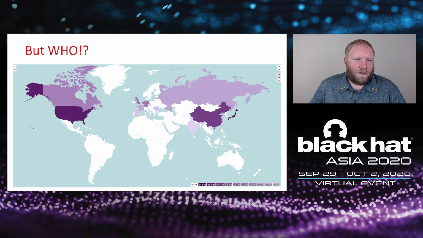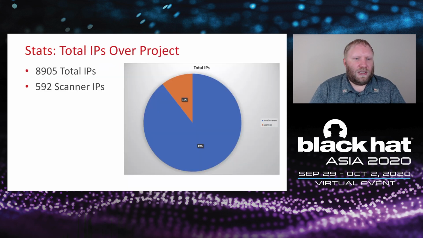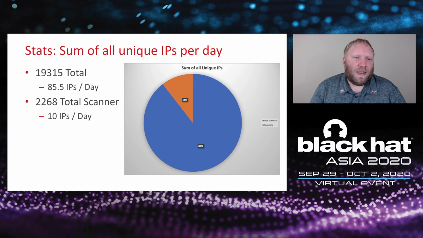So let's look at a little bit of stats here. The total number of unique IPs was around 8,900. Of those, we found almost 600 IPs that we could easily determine were from scanners. That left about 8,300 unique IPs that were not from known scanners. Then we have the unique IPs per day.